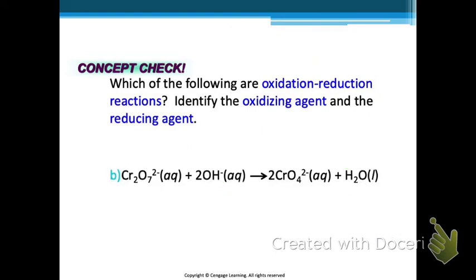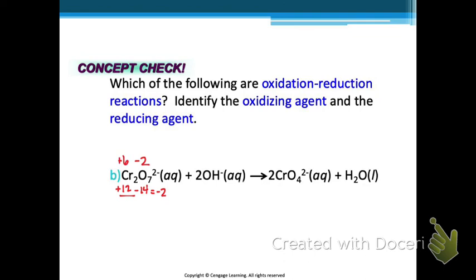Now Cr2O7 2-. So we want our totals to add up to -2. It has one of our big 3, so oxygen's -2, 7 times that is -14, which means chromium needs to total +12, so each is +6. Yep, because we want them to add up to -2, not 0. So that means chromium is +6.